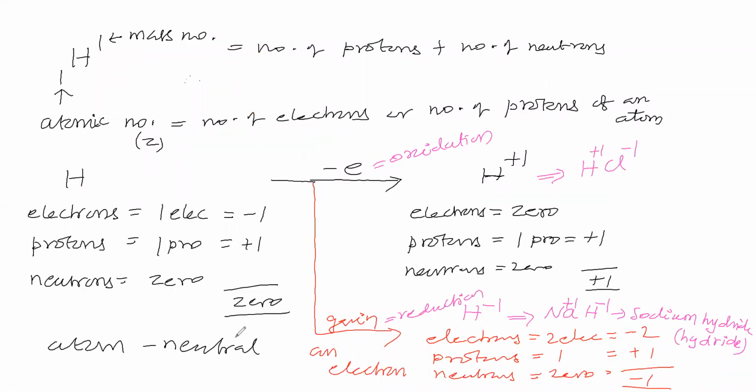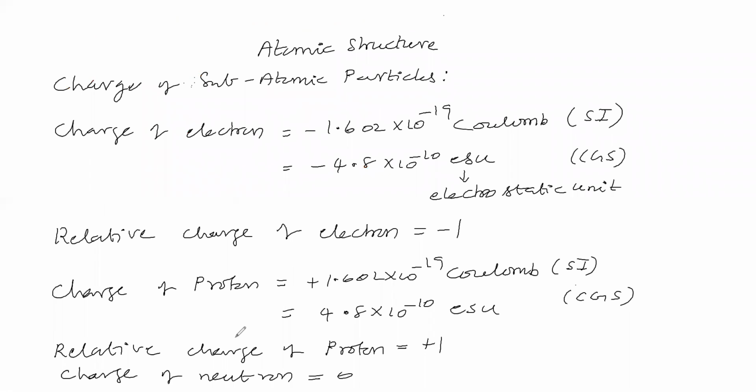Now, charge of electron, charge of subatomic particles. Charge of electron is determined from which experiment? Mulliken's oil drop experiment gives the value of charge of electron. Charge of electron is determined experimentally by Mulliken's oil drop experiment.